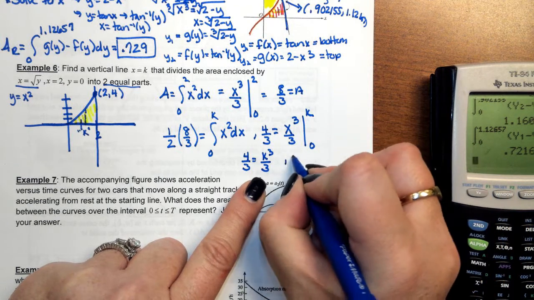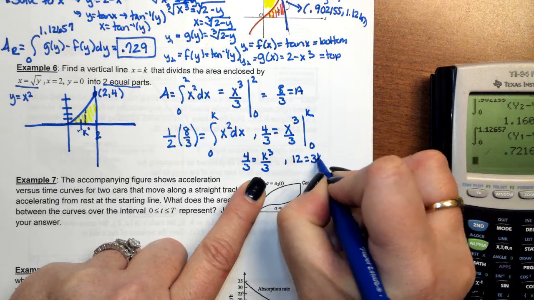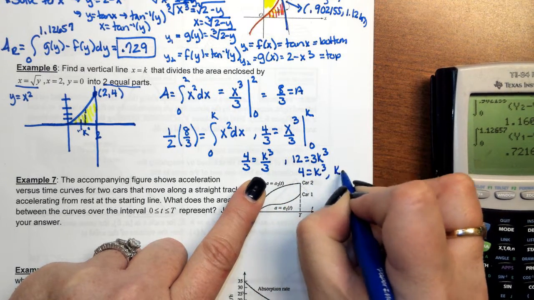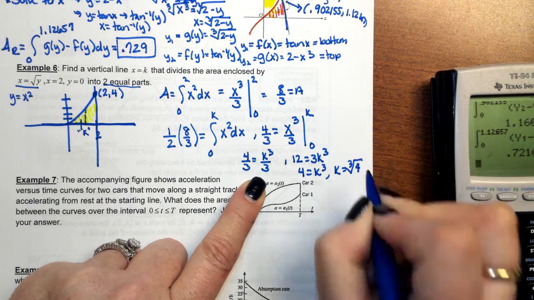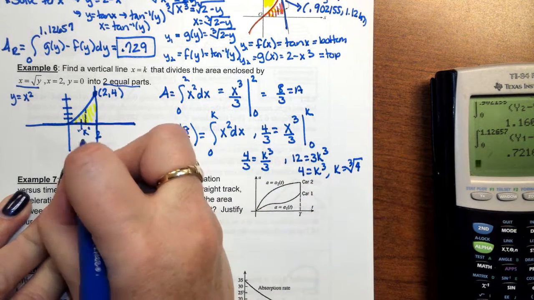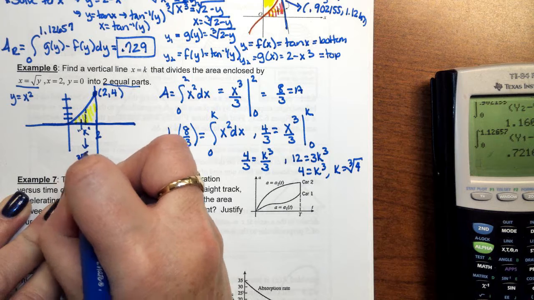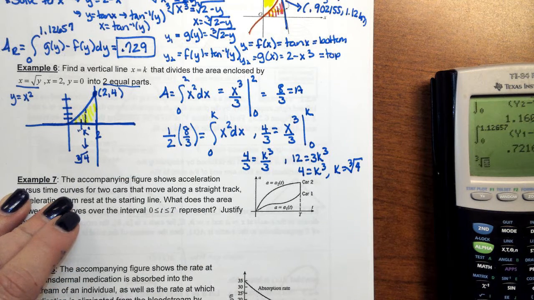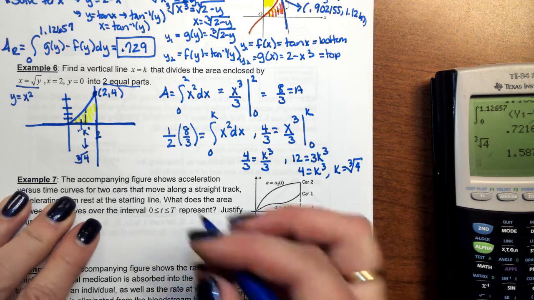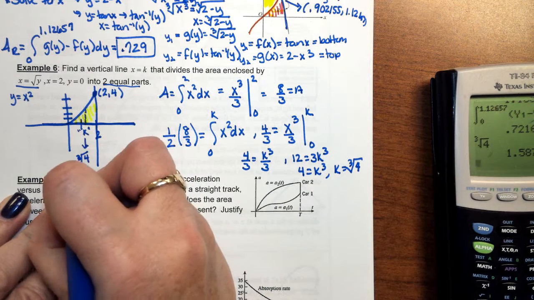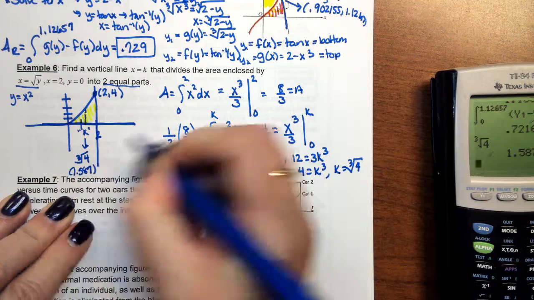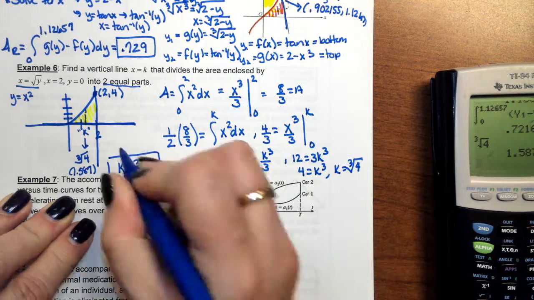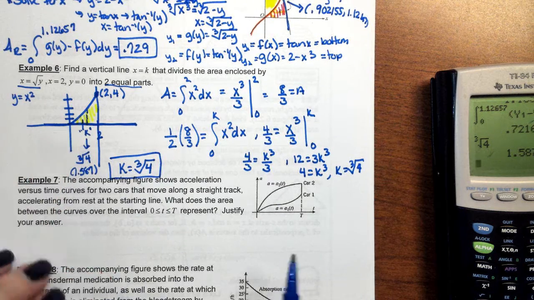When I cross multiply, that's going to give me 12 is equal to 3k to the third. 4 is equal to k to the third. k is equal to the cube root of 4. So this is the k value, the cube root of 4, which as a decimal is equivalent to 1.587. That's the x value that would divide this region into 2 equal parts.